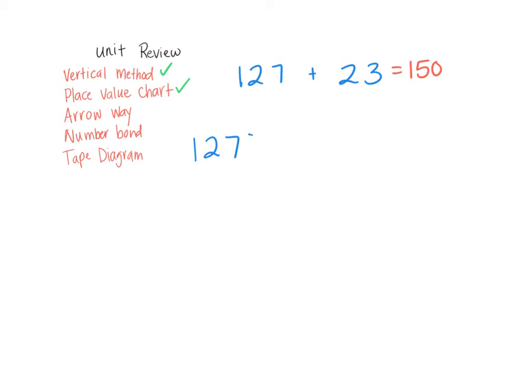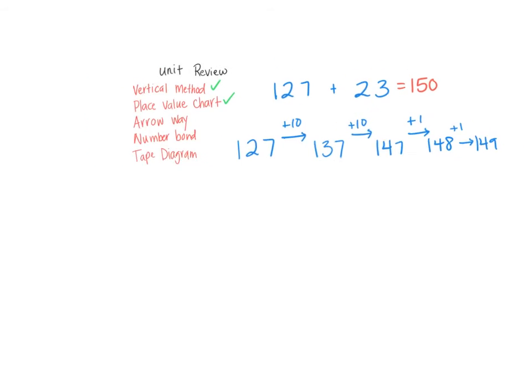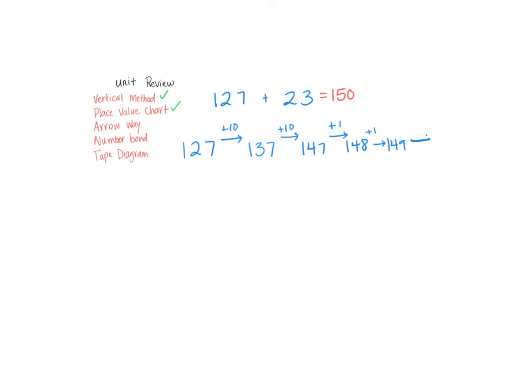So 127 plus 10 equals 137. Plus 10 is 147. And then you could either decide, do you want to do plus 1, 148, plus 1, 149, plus 1, 150, or sometimes people just go straight to plus 3, and that'll get them to 150 as well. So it's kind of up to you. You get to decide which one works out best for you. Okay, so that's arrow way.